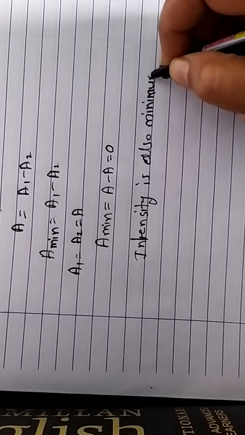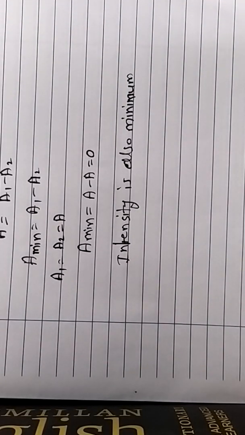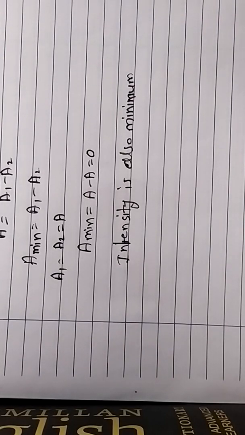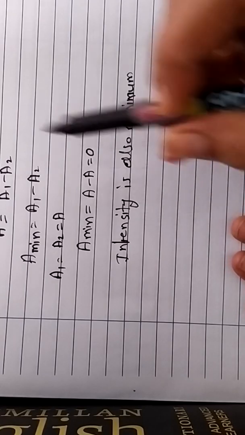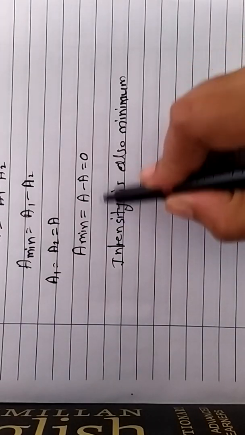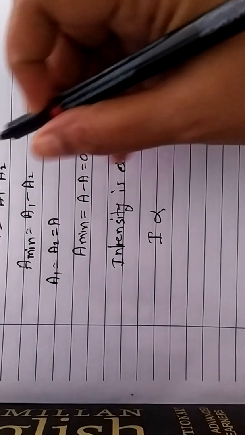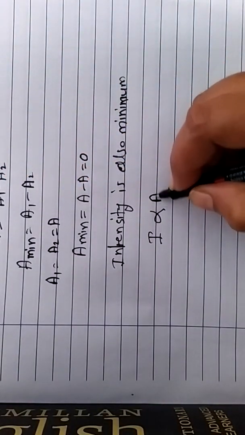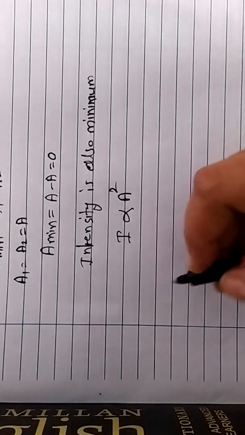Also the minimum of the two waves. According to the superposition principle, for the resultant wave, when the phase difference is 180 degrees, the intensity is minimum. Intensity is directly proportional to the amplitude square.